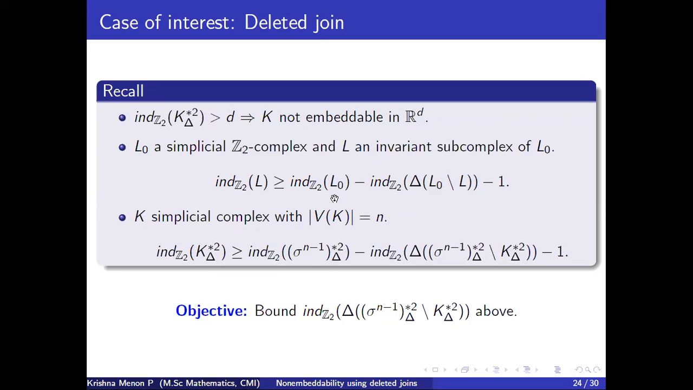And that is what we'll choose as L naught, because we know this Z2 index is n minus 1, because this is S^(n-1), right? So we know this Z2 index. And so applying Sarkaria's inequality, our objective has turned to bounding this Z2 index above. Okay, so this looks more complicated, but now with the coming lemma, our result will be over.